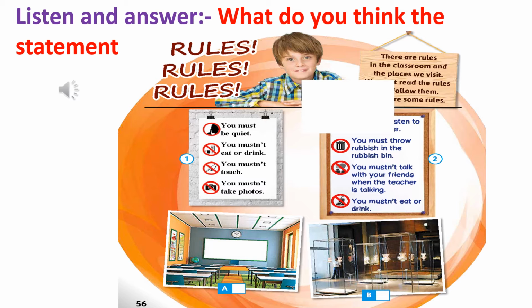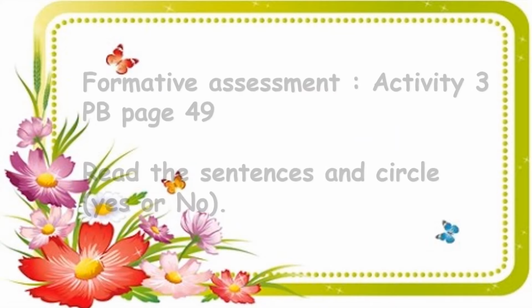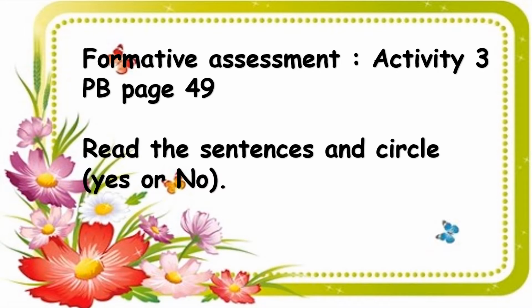Very good. Now, who can answer? Picture A, number 2, picture B, number 1. Very good. Now we come to do affirmative assessment. Activity number 3, pupils book page 49. Read the sentences and circle yes or no.